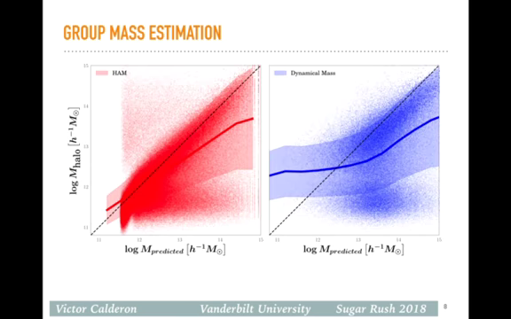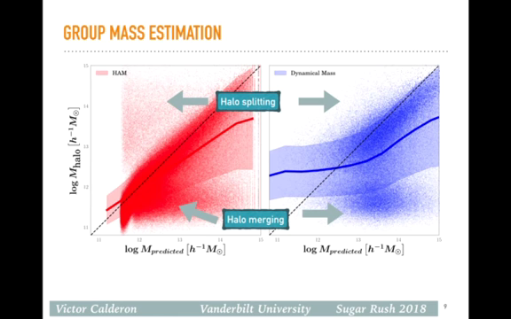In here, I'm showing a plot on the x-axis. I have the predicted mass using one or the other methods, and on the y-axis I have the true halo mass of galaxies. This is taken from a simulation, and each point depicts a galaxy. As you can see, this is not a perfect method. These two are not perfect methods, meaning they tend to overestimate or underestimate the actual mass. So you can see on the upper left is where halo splitting happens, and on the lower right is where halo merging happens. So we would like to improve on these estimates.